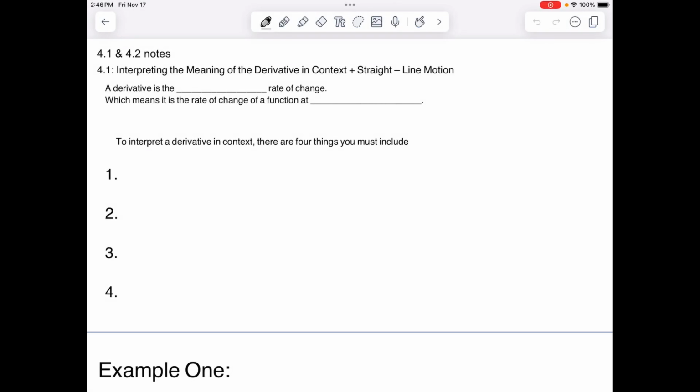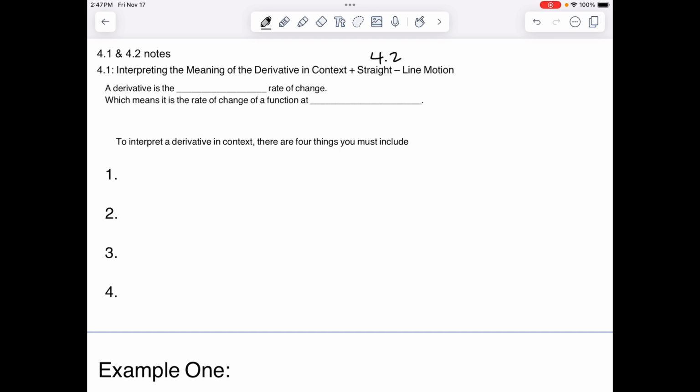Hello everybody, welcome to the 4.1 through 4.2 notes. There's two big topics we're going to talk about here. The first one is interpreting the meaning of derivative in context, and then the second one, 4.2, is straight line motion. And so we'll start with interpreting the meaning of the derivative in context.